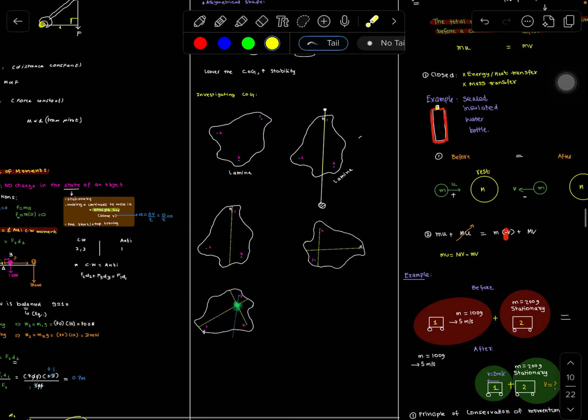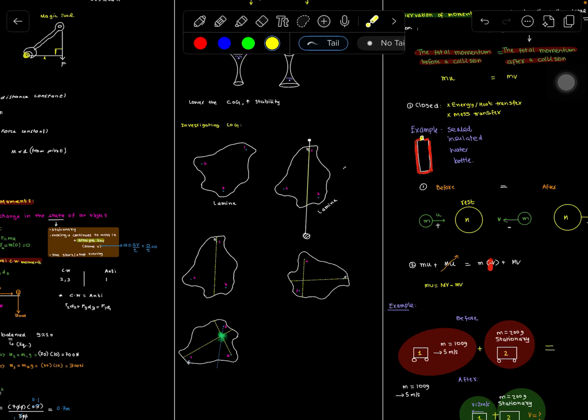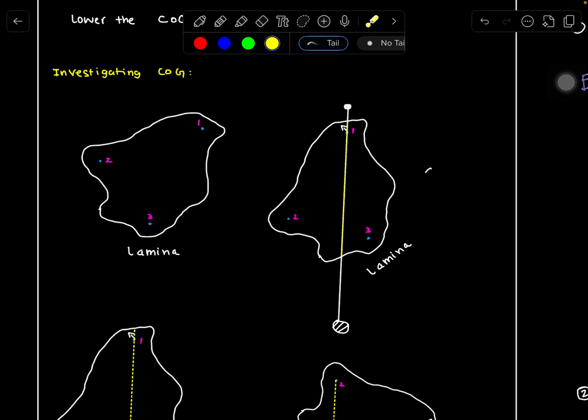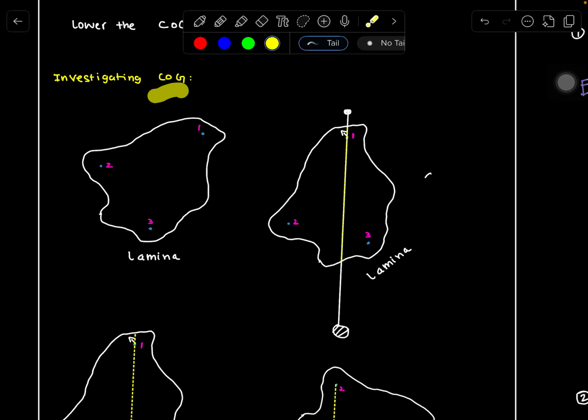Okay, our last concept is investigating center of gravity. I don't think we'll be able to do any questions today, unfortunately, because I'm out of time, but let's cover this and we'll do questions tomorrow, inshallah. So, investigating center of gravity.